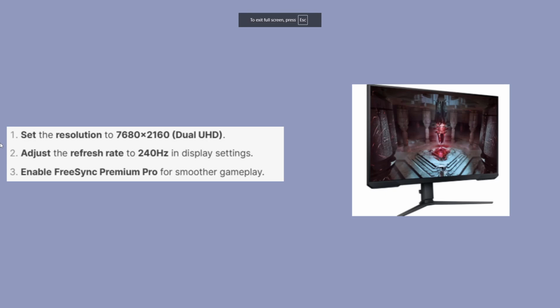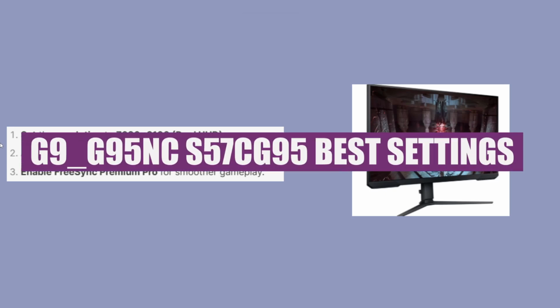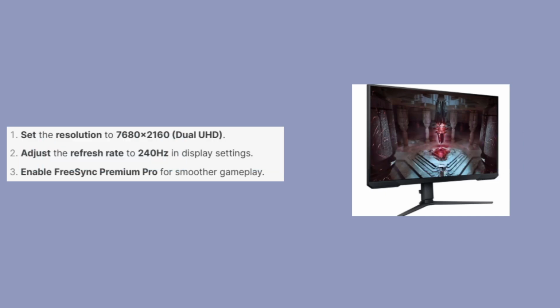Samsung Odyssey Neo G9, G95NC, S57CG95 best settings. Hey guys, in this video, we will see Samsung Odyssey Neo G9, G95NC, S57CG95 best settings. First, set the resolution to 7680 by 2160, which is dual UHD.